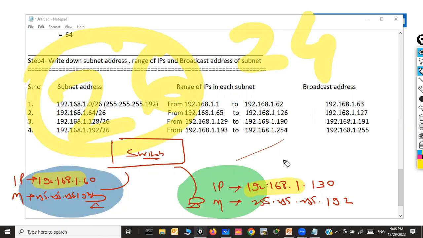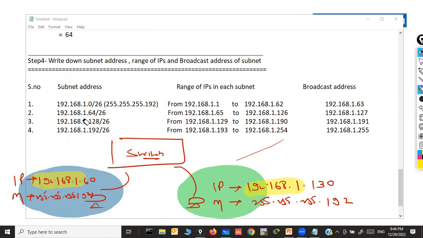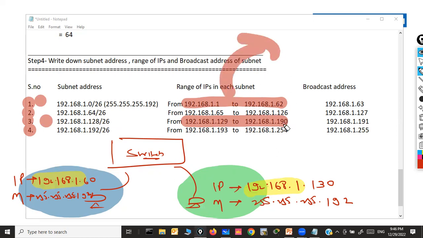Without doing conversion from decimal to binary, it is very difficult to figure out whether 26 bits are the same or not. But since we have this table, on the basis of this table we can easily answer this question. Because IP 1.60 falls in this range, and 130 is somewhere in subnet number 3. Different subnets. Only 62 computers will communicate with each other, and the other 62 will communicate with each other. All right.